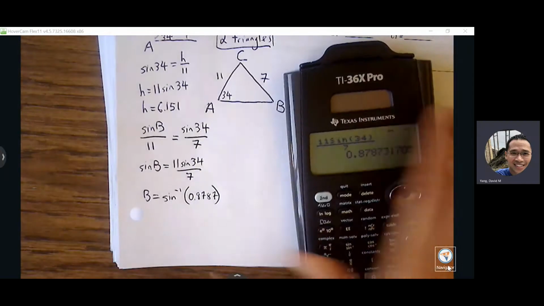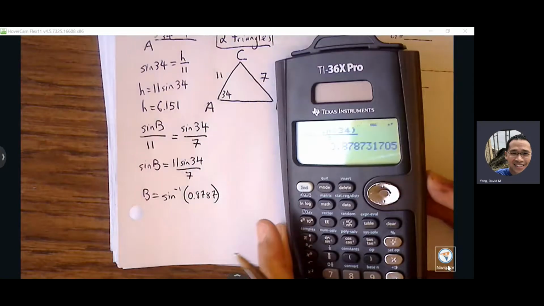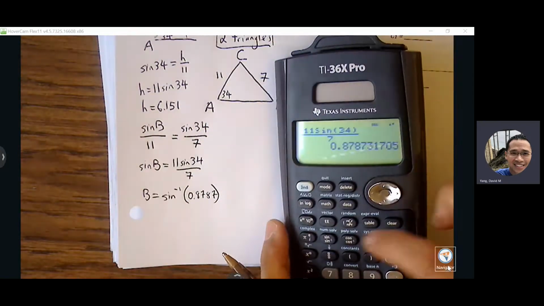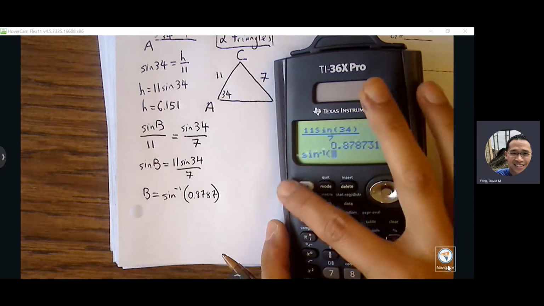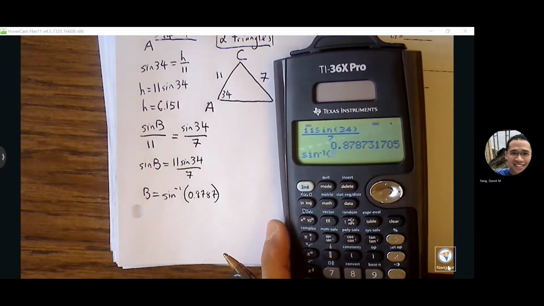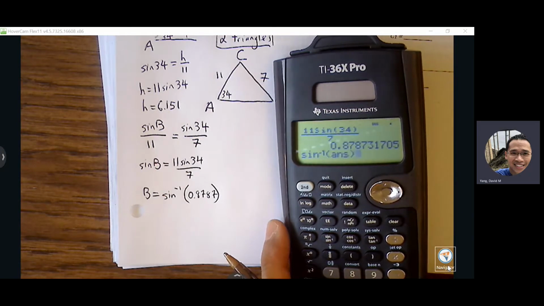Okay, to get a more accurate read, what I like to do is, once I get that value, I like to use second answer so that it pulls all that value in and gives me a really accurate read of that angle. Now I can round it to three decimal places. 61.489.